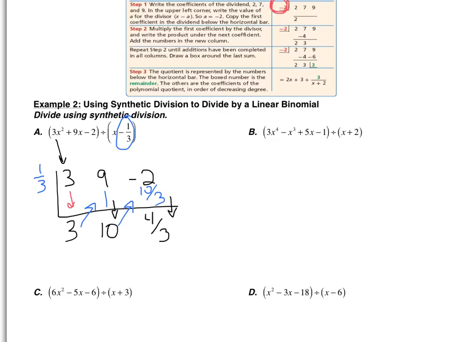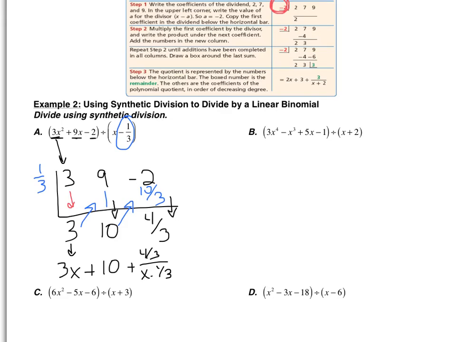Then what we can do is rewrite our polynomial. So we divided by an x, so the exponents go down by 1. Where this was x squared, and this was x, and this was x to the 0, now our answer is going to be 1 smaller in the exponent. So instead of x squared, we have 3x. Plus, instead of x, we have 10. And then we have plus 4/3 over x minus 1/3. So we just reduce our exponent by 1, and then write our remainder as we did in the last one.